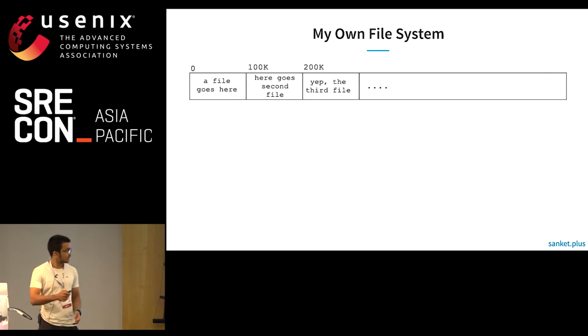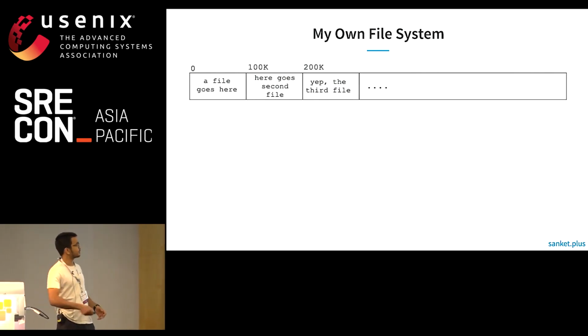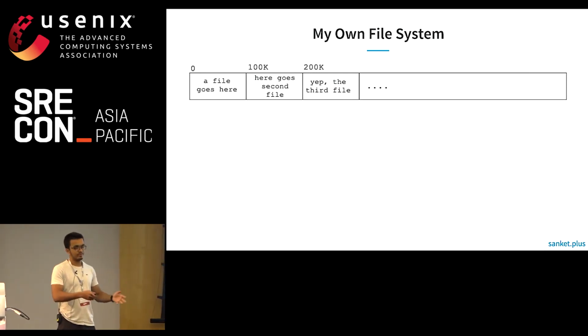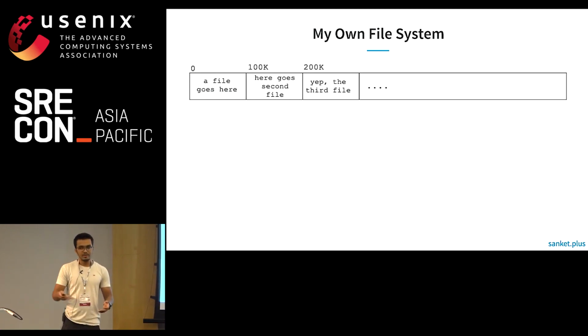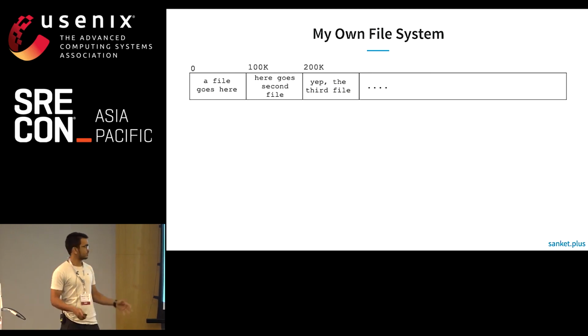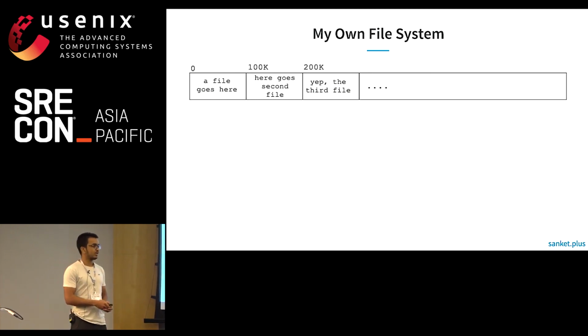Really basic version, we divide storage space into fixed blocks, in this case 100K. So how do you use this up? You want to put a file, you put it at every 100K offset. So you want to access the first file, you access it at 0 offset. You want to access the third file, you go to 200K and access that file. Really basic, but works. There are some limitations.